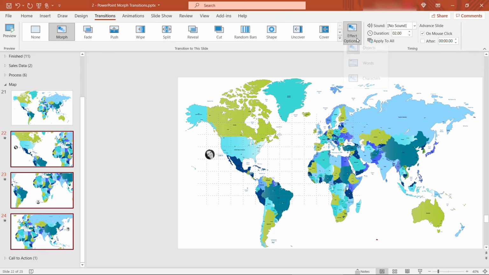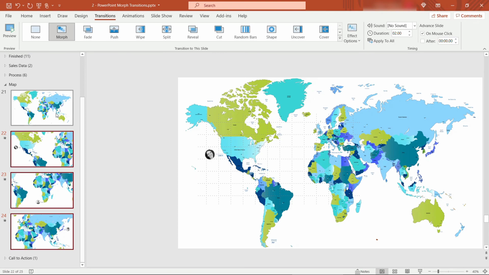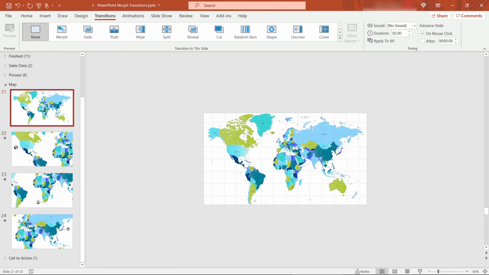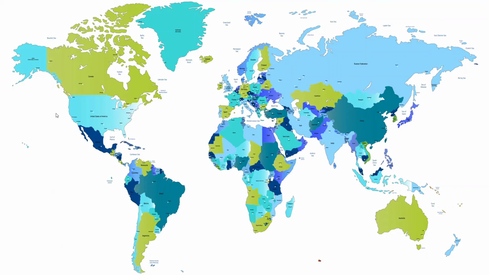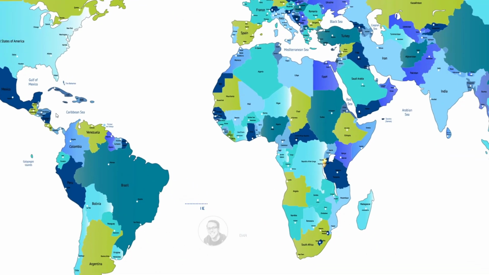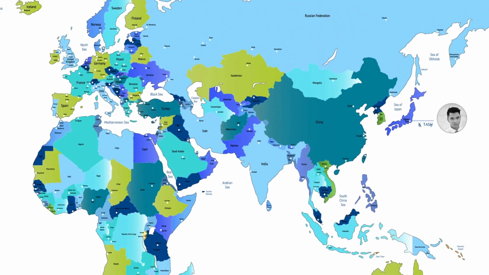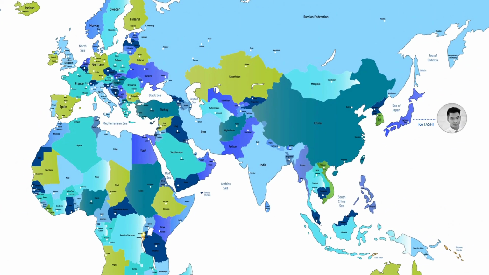And here I also like the Characters effect, so we'll select that. And now let's play it from the top. So there we're zooming in on Lisbeth, down to Cape Town where Daniel is, and then up to Katashi in Tokyo.